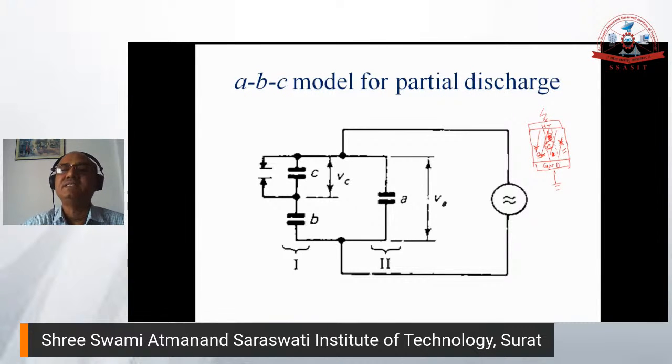We have drawn that ABC model. The ABC model is drawn in this particular way. There are two paths, 1 and 2, A, B, C, and C represents the void, which is represented by this gap in this diagram.